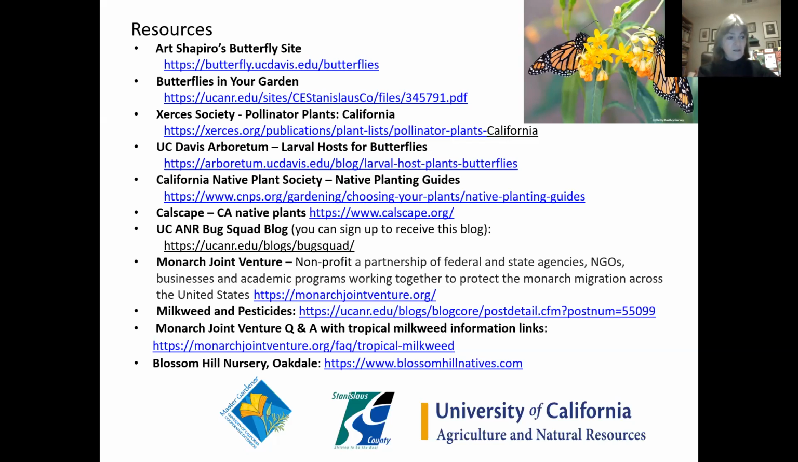But look for these handouts. Xerces Society is one of the best. UC Davis Arboretum has a very good resource on their site. And also our own Master Gardener group in Santa Clara County, let me find my handout, has put together this wonderful list of plants for different butterflies. What are their host plants? It's really excellent. It's very thorough. It'll tell you which of our native plants would be good for which butterflies you want to attract. And it's just good anyway to know what butterflies need for good nutrition.